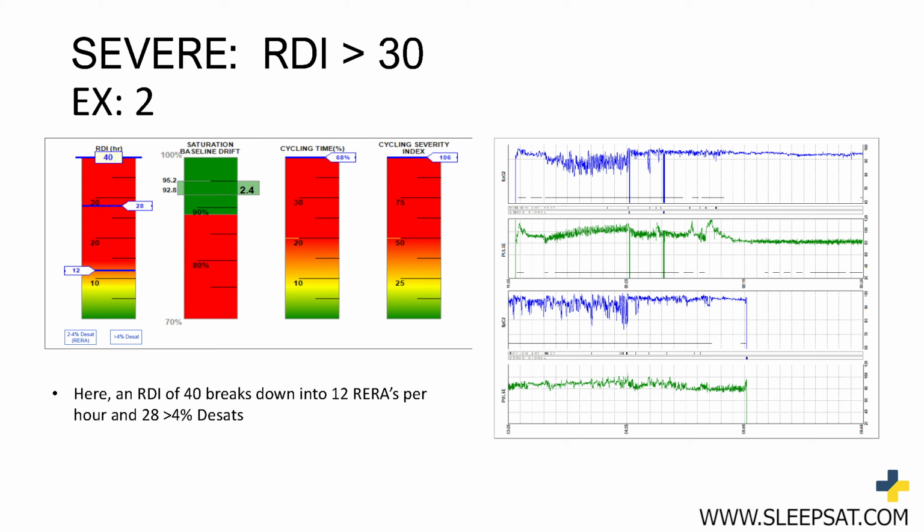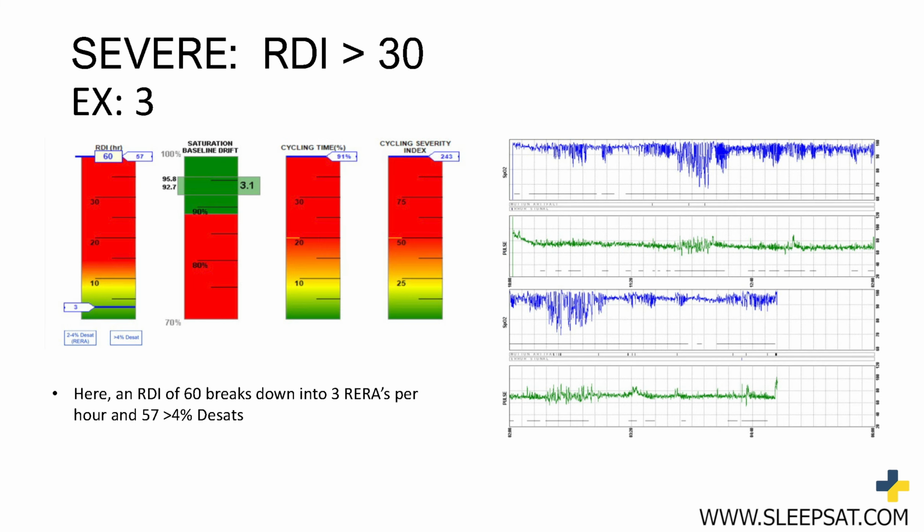This second example has an RDI of 40 that breaks down into 12 RERA per hour and 28 greater than 4% desaturations. In the raw data, instead of patches of cycling, we have longer periods of continuous cycling throughout the night. This third example of the greater than 30 severe range has an RDI of 60 that breaks down into 3 RERA per hour and 57 greater than 4% desaturations. Again, we do encourage that patients with screening results that fall within this range seek out medical attention immediately.